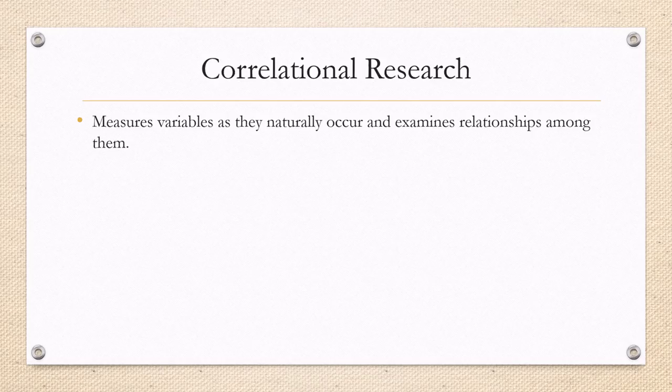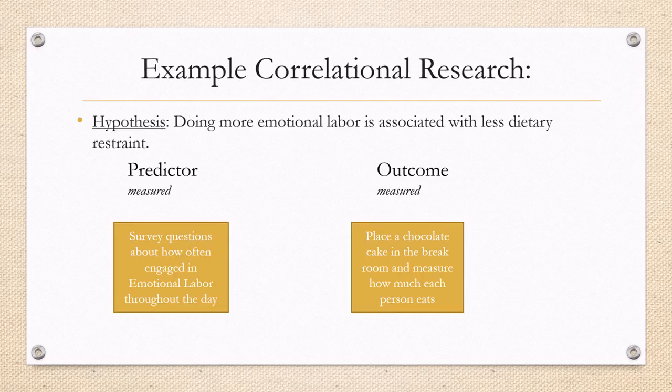So let's talk about correlational research. Correlational research measures variables as they naturally occur and examines the relationships among them. This is good for getting initial data that we might want to test later. It lets us know that there is a relationship between two or more variables. And then later we can do experimental research or quasi-experimental research to better understand those relationships. Correlational methods are very common in IO, as these tend to include a lot of the survey research that is conducted.